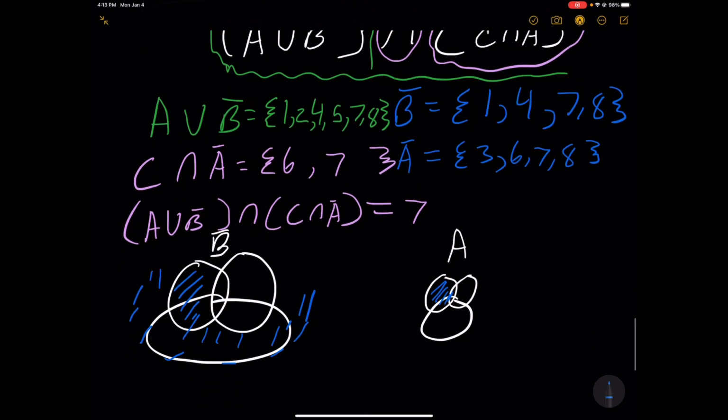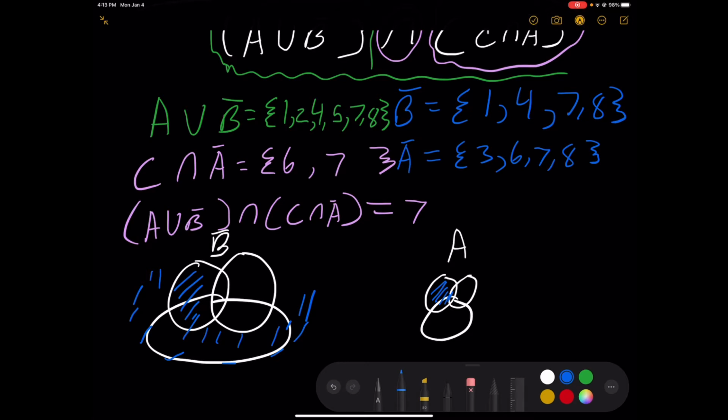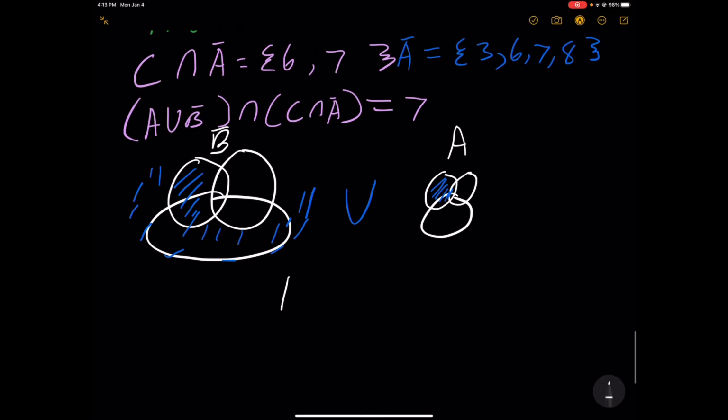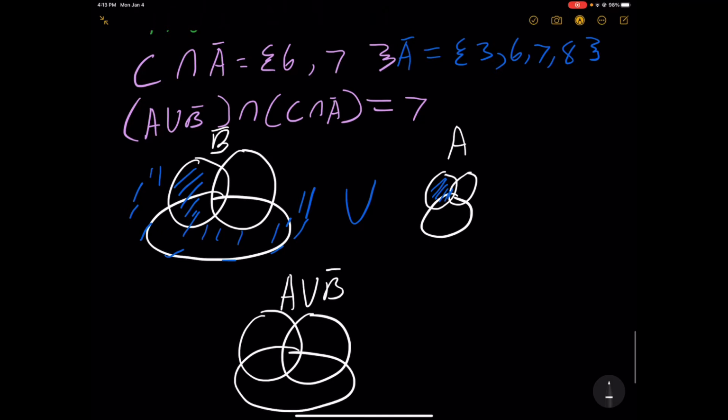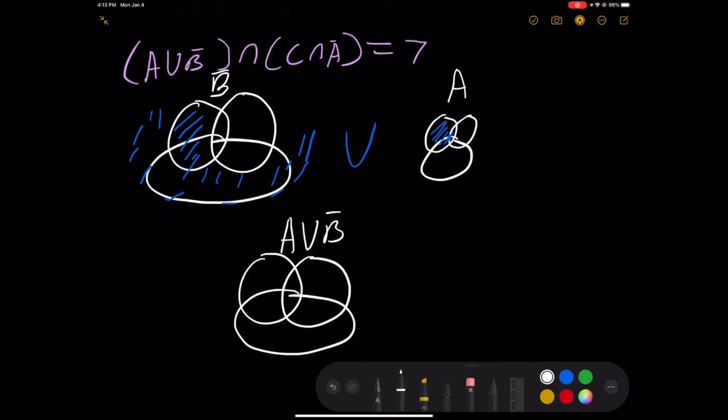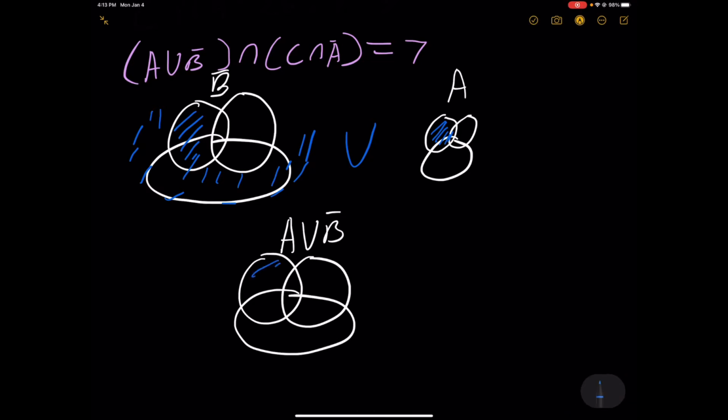So if I union those two together, if I'm finding the union of them, I end up with A union B complement, everything that's in both pictures. A union B complement is going to include everything right here, in fact all of A, and then this piece as well, and the outside too.